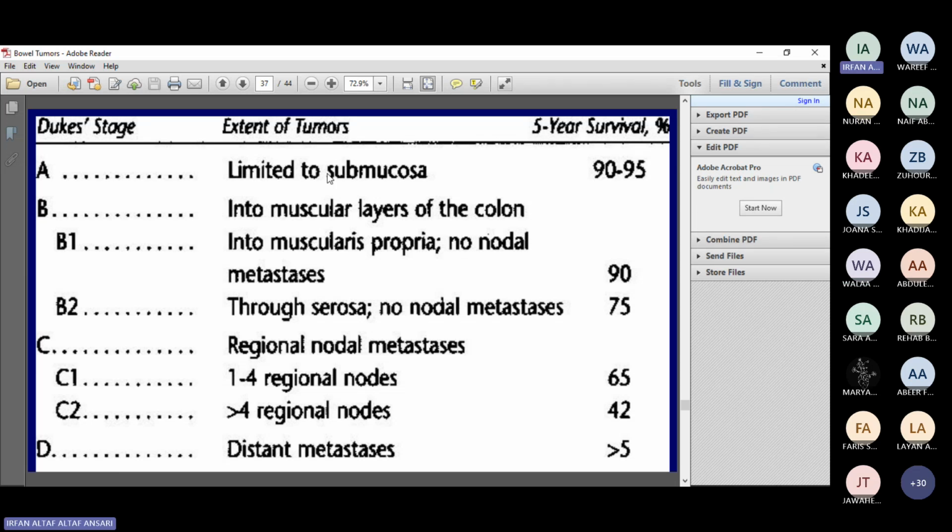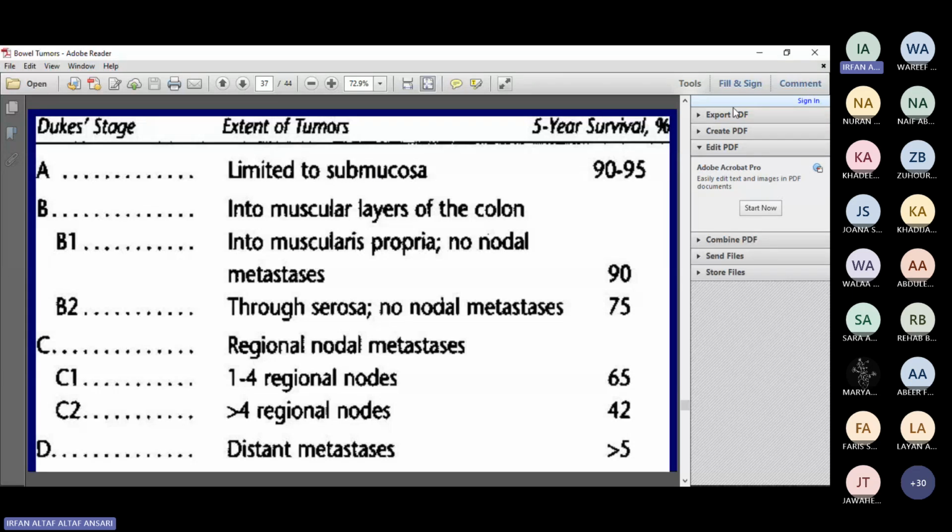Now another similar scenario. The tumor has invaded the muscularis but not completely, and 5 regional lymph nodes have been seen. What is your classification? B1, B2, C1, C2. What will be your answer over here? C2. Yes. Okay, so this is like that.